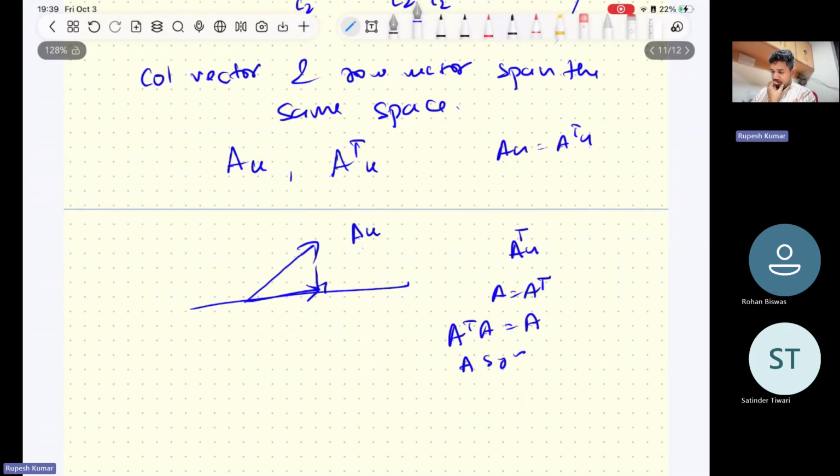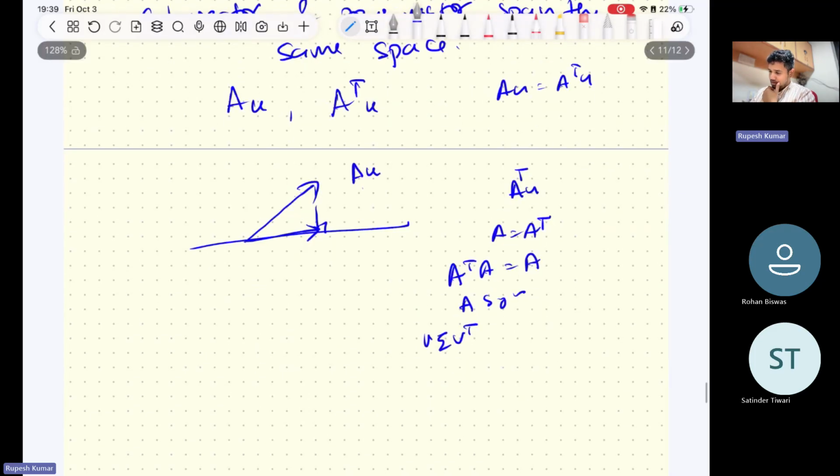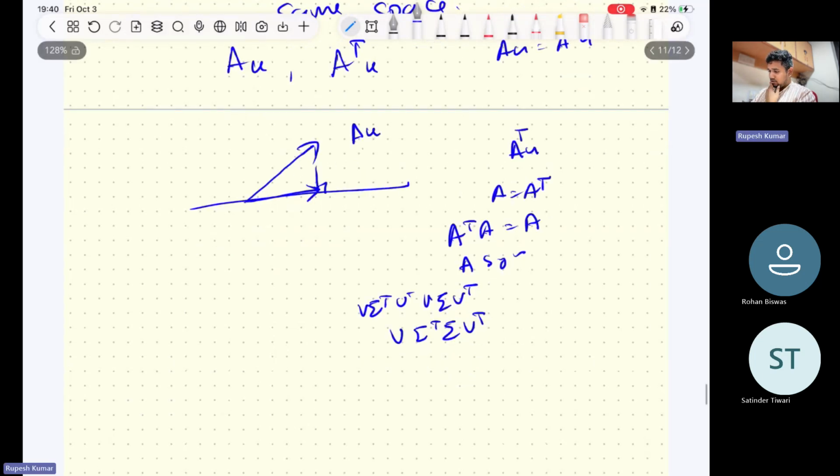And then let's see, if I write U sigma V transpose, then A transpose A will be V sigma transpose U transpose U sigma V transpose, which is V sigma transpose sigma V transpose, right? And this will basically be the eigenvalue decomposition. If you take the transpose of this, you will get V sigma transpose sigma V transpose again, and these are both the same thing.